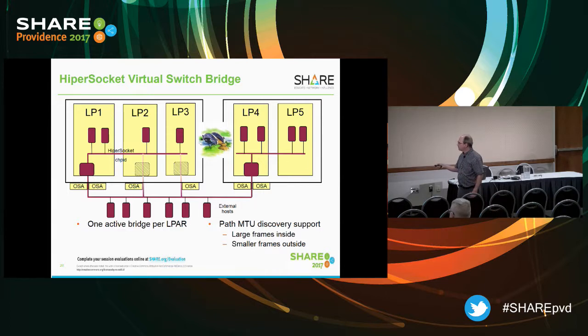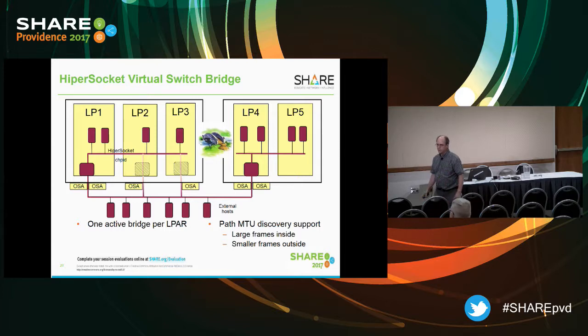Because the guest is probably trying to send a 64K packet, a 64K frame, and the vSwitch is going, I'm going to discard this, because it won't fit out here. Because I know what the MTU size is here because you told me. And it's not going to fit. So I'm going to throw the packet away, generate an MTU discovery, and you will automatically resend that. You'll fragment it and resend it. It will now be small enough to fit out here.